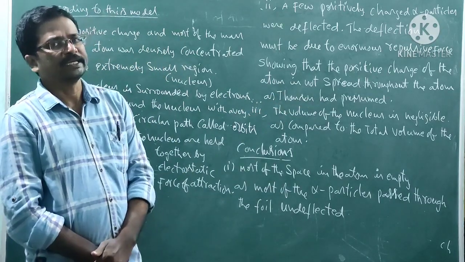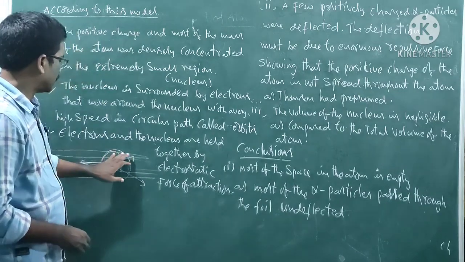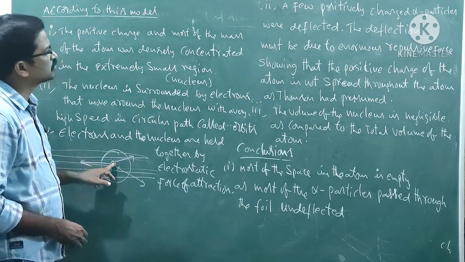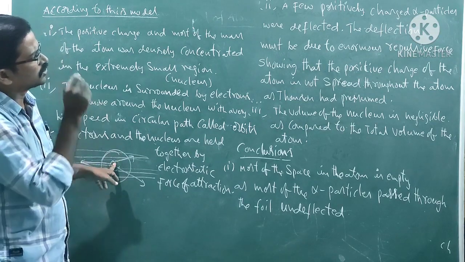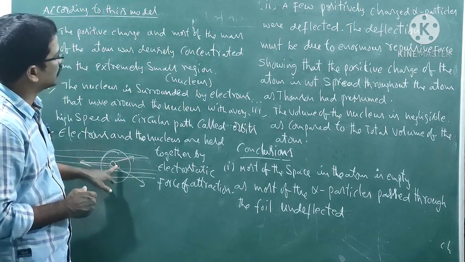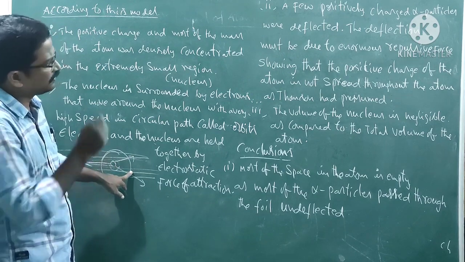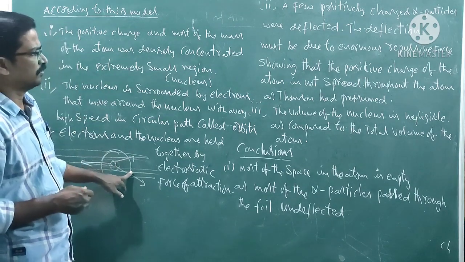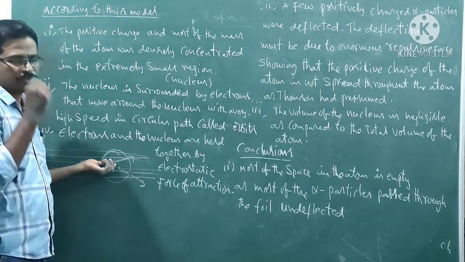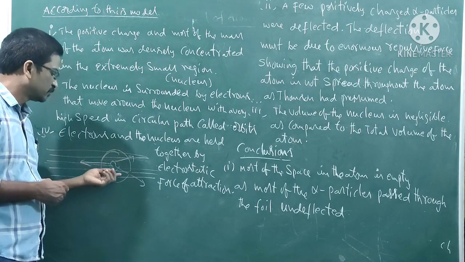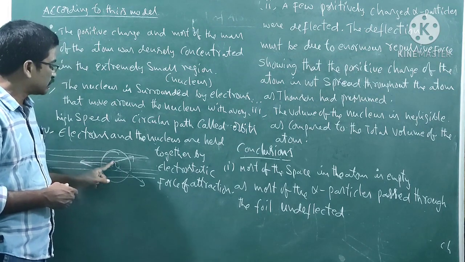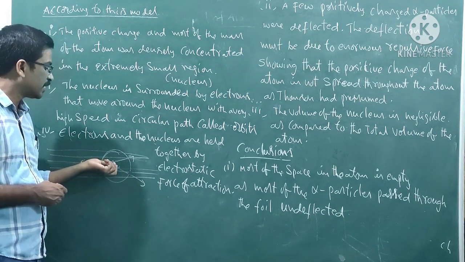The second point indicates that most of the atom is empty, and a few positively charged alpha particles are deflected. Deflection must be due to enormous repulsive force, showing that positive charge is not spread throughout the atom. According to the Thomson model, the positive charge is spread throughout the atom, but here he concludes the positive charge is concentrated only in a smaller area.